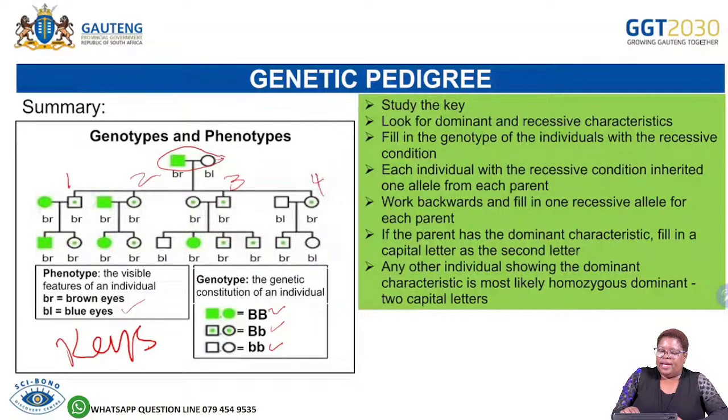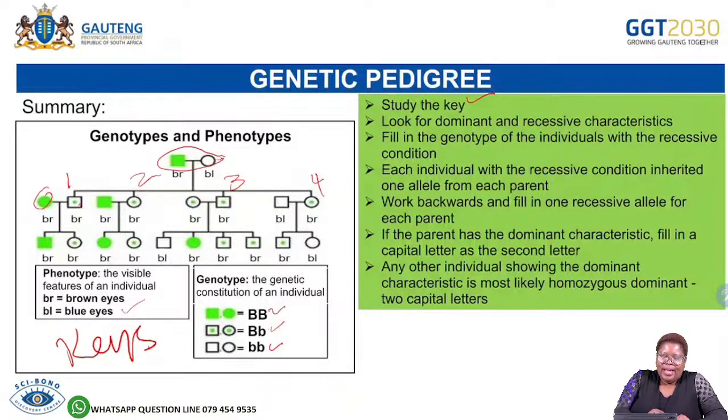Okay, let's look at the key notes there. You study the key, that's what we have just said. Then look for dominant and recessive characteristics. Now in this case, this child who showed heterozygous characteristics, some of the characteristics were obtained from the mother, some from the father. Then this son happens to marry a female who is affected, right? Who has the dominant characteristic of brown eyes.